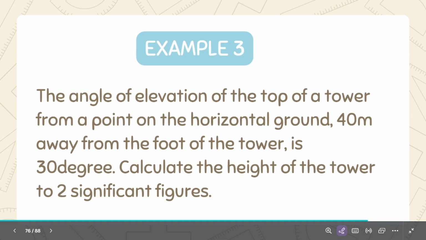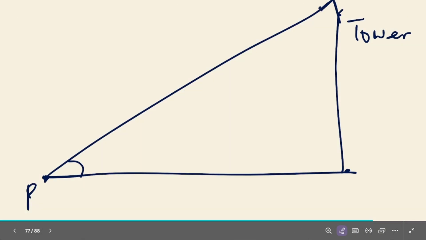40 meters away from the foot of the tower. So this is the foot of the tower. This is the top of the tower. Since the question said the point where I'm standing is 40 meters away from the foot of the tower, automatically here is 40 meters.